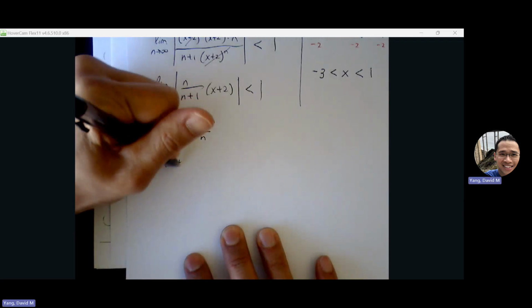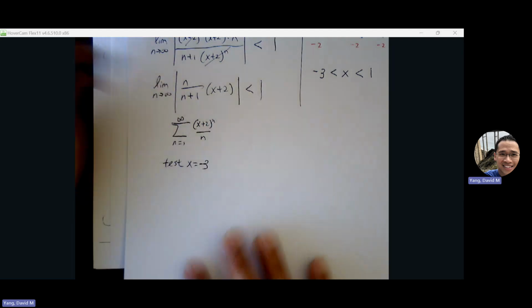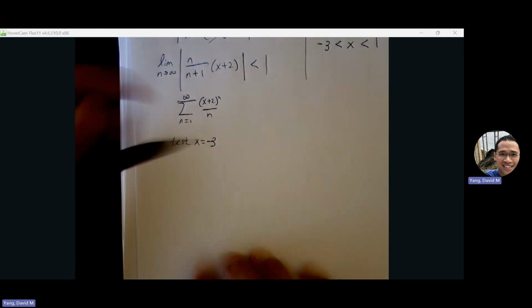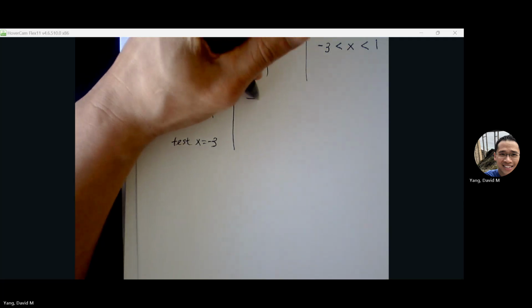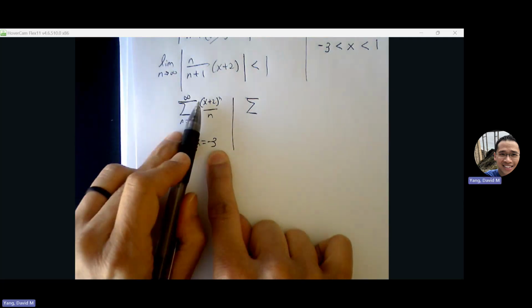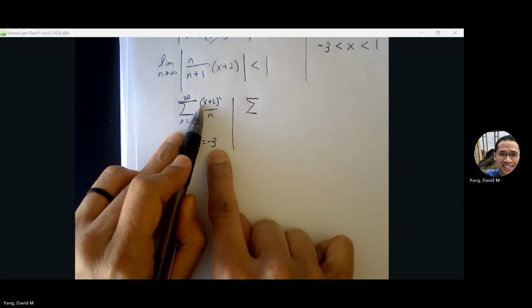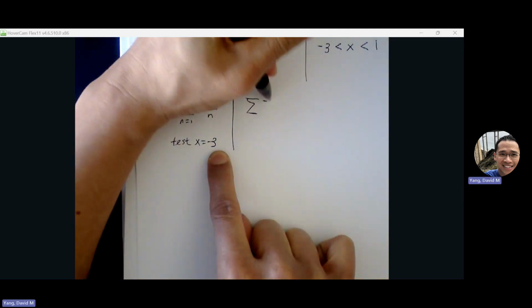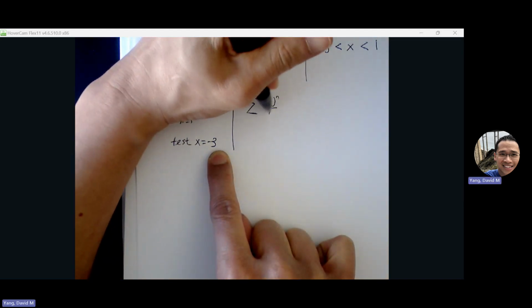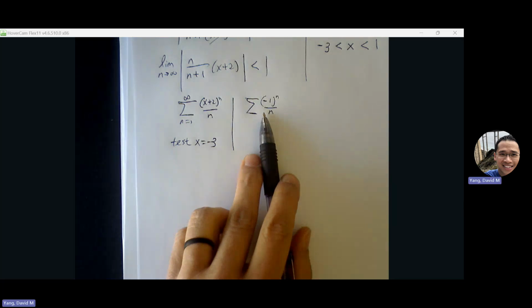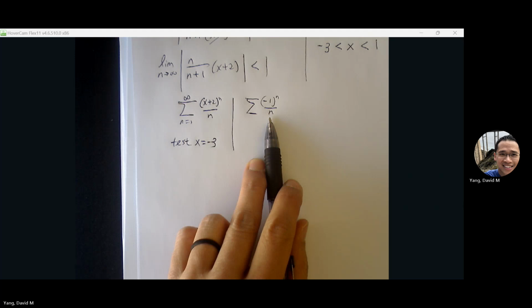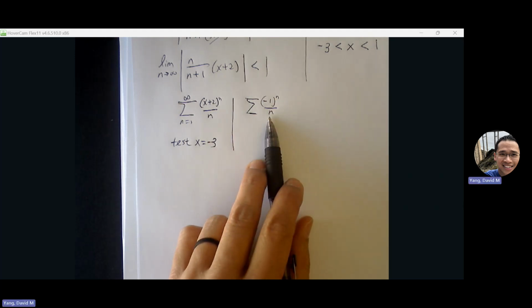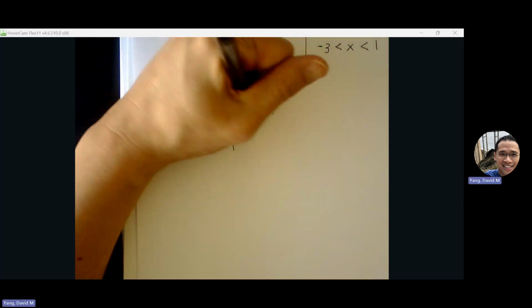So we'll test x equals negative 3. Put negative 3 in for x. What's negative 3 plus 2? Negative 1. So I have (negative 1) to the n over n. What does this tell you? What test would this converge by? Alternating. Yes, it converges by the alternating series test.